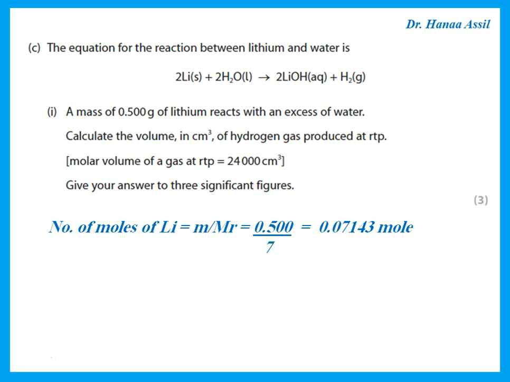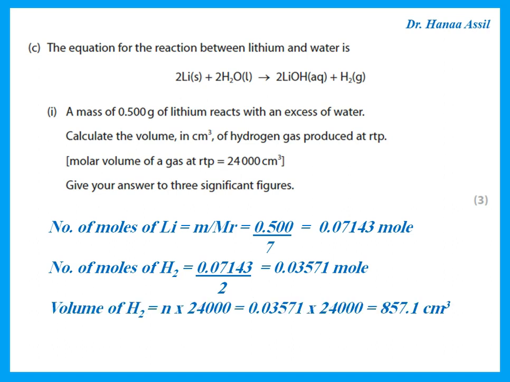Then he's asking about what? About hydrogen. I look at the equation. And I find that the equation says if I have 2 moles of lithium, they will give 1 mole of hydrogen. That means number of moles of hydrogen is half the number of moles of lithium. And then I can get volume of a gas. How do we get volume of a gas? Volume of a gas is number of moles times 24. He wants it in centimeter cubed, so I need to multiply that by 1,000.